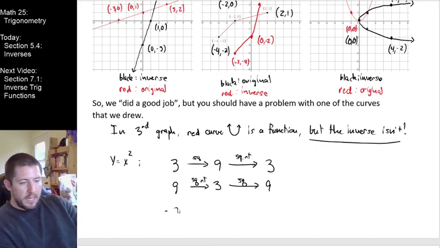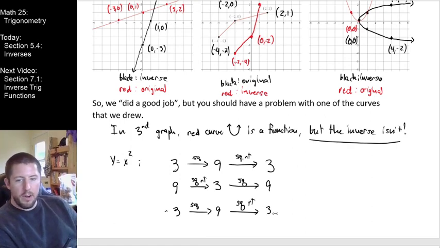But notice that if I take -3 and I square it, I get 9. And then if I square root it, well, the square root function is always going to output positives the way that we currently have it defined. So this one didn't work, right?